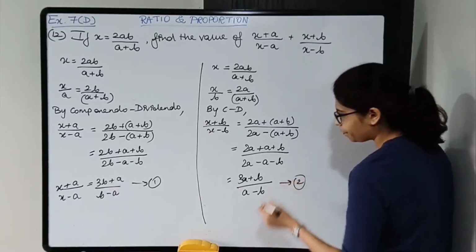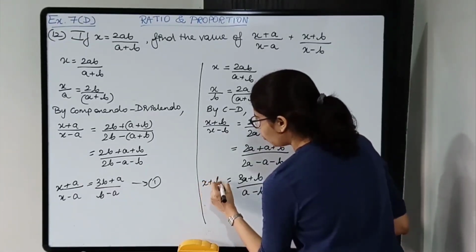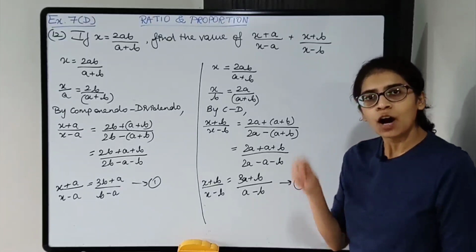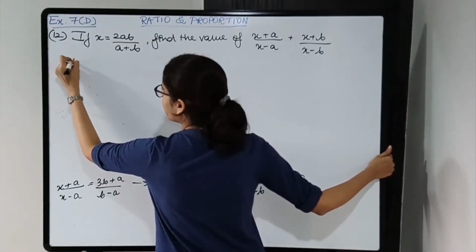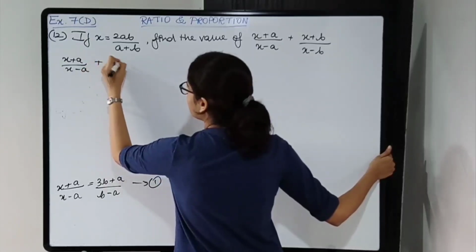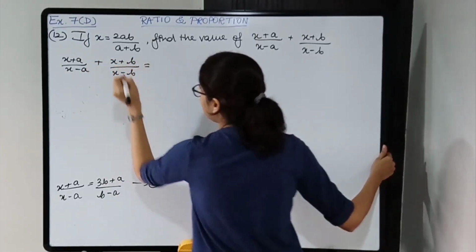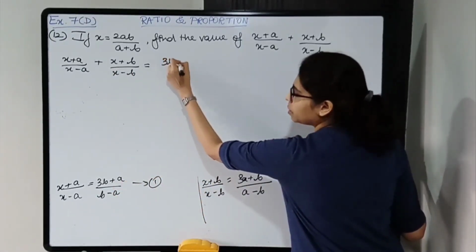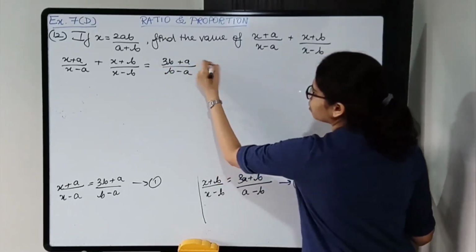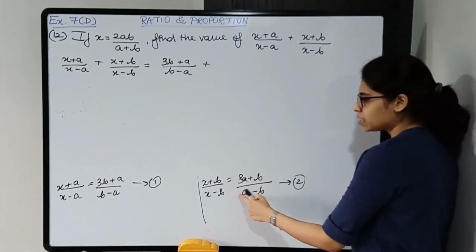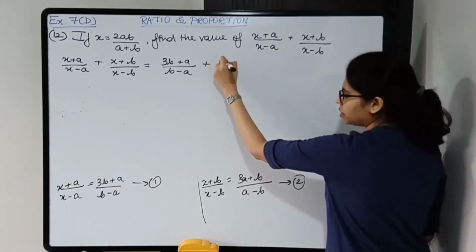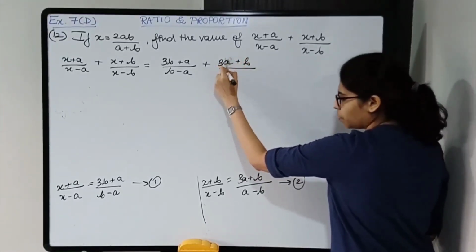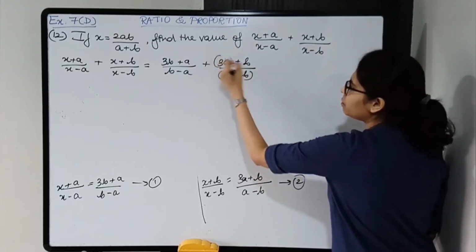So this is 2. So we got the value of both of these. Mark them as 1 and 2. Now we'll add them. x plus a upon x minus a plus x plus b upon x minus b is equal to, we'll substitute the values. x plus a upon x minus a is 3b plus a upon b minus a, plus x plus b upon x minus b is this, so we'll substitute this over here: 3a plus b upon a minus b. Put everything in brackets.